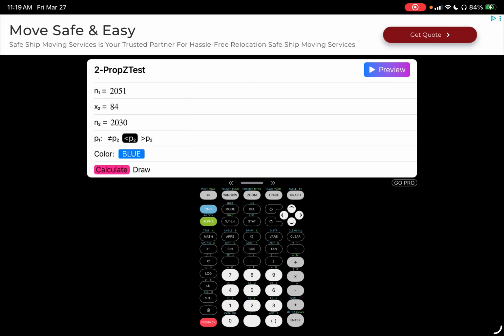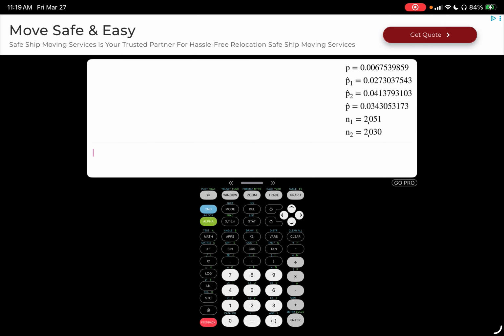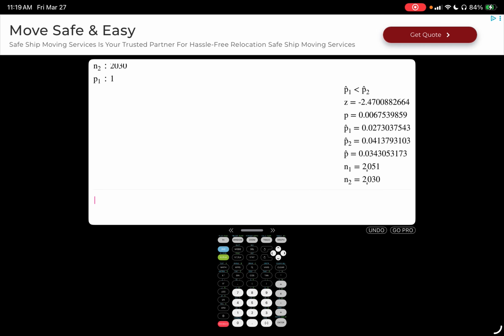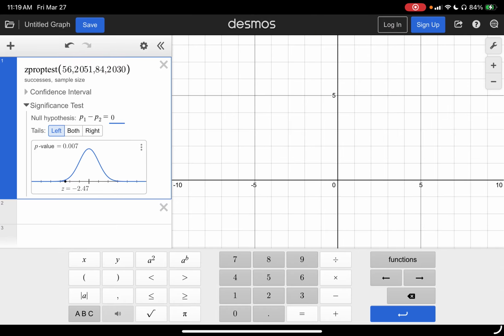We said that P1 has to be less than P2. We're going to calculate it. And you can see here, with P1 being less than P2, z-score of negative 2.47. Our p-value, Desmos is going to round. TI-84 is going to give us more decimals, 0.0067, 0.007. They work the same. So you get the same thing there.